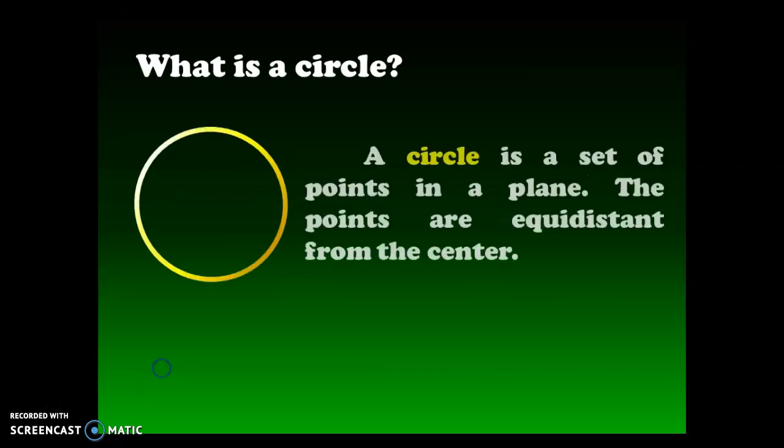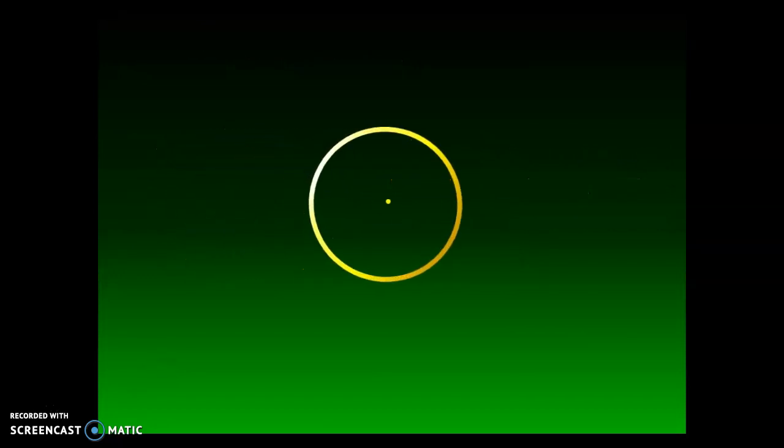So what is a circle? A circle is a set of points in a plane. The points are equidistant from the center. Now, this point at the center is what we call the center point.